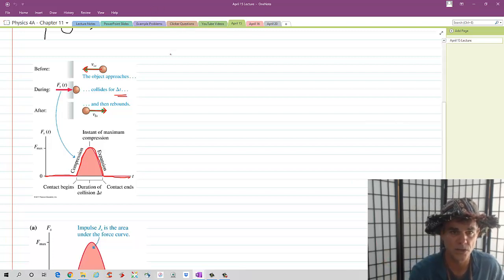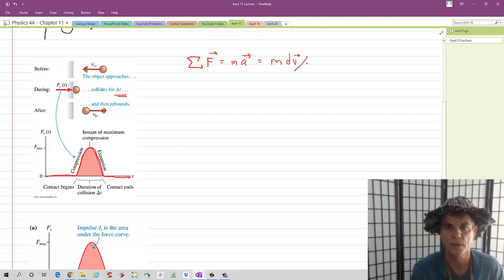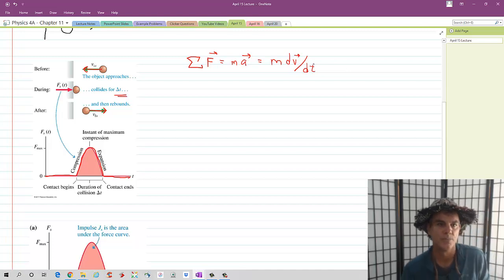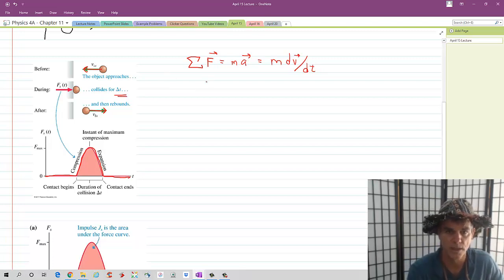So I'm going to start just with Newton's second law. And we know the sum of the forces on an object equals the mass of the object times the acceleration, which is just the mass times the derivative of the velocity with respect to time. Now, for this particular example, we only have one force. We're just assuming, let's say, the force between the wall and the ball. So instead of the sum of the forces, I'm just going to write this as Fx. It's just one force.